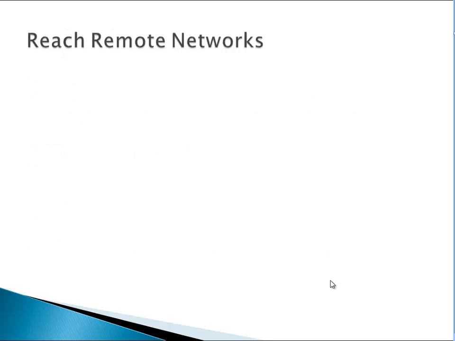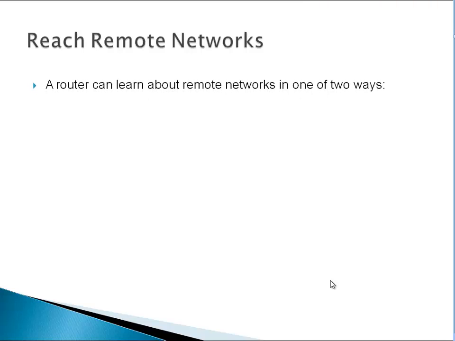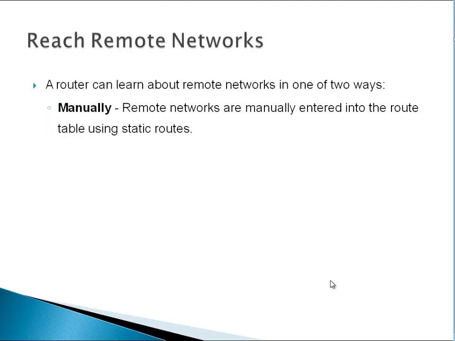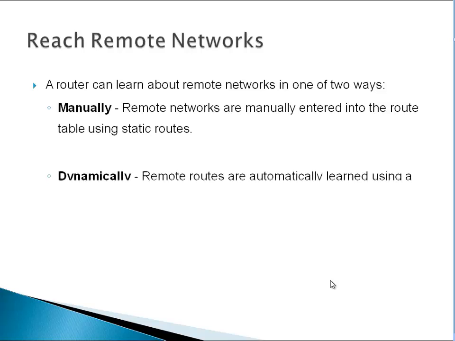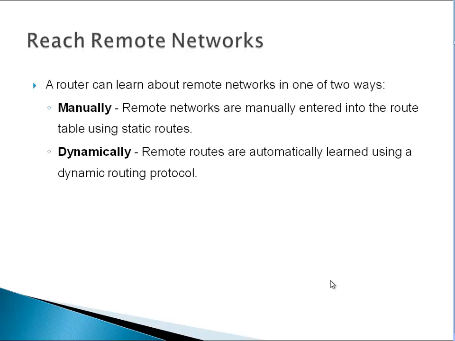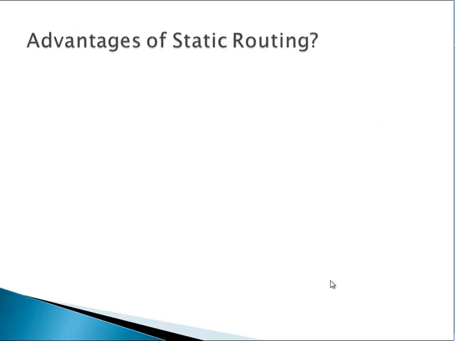Reaching remote networks. A router can learn about remote networks in one of two ways. First is manually. Remote networks are manually entered into a routing table using static routes. The administrator will go to the router and start typing a static route. Or the router can learn them dynamically. Remote routes are automatically learned using a dynamic routing protocol, such as RIP, EIGRP, OSPF, and so on. There are some advantages and disadvantages of both static and dynamic routing, but we'll see the static routing advantages.